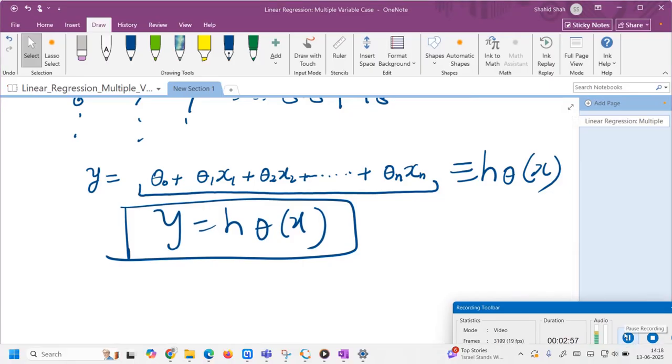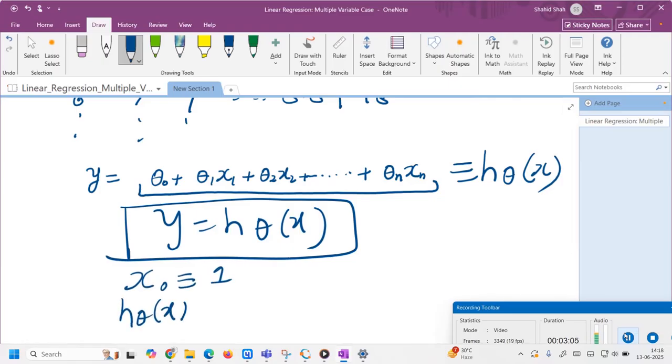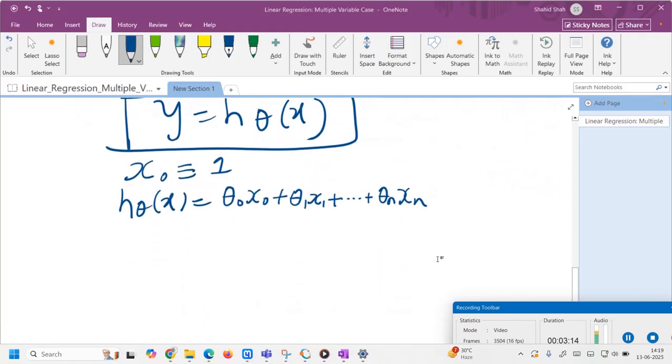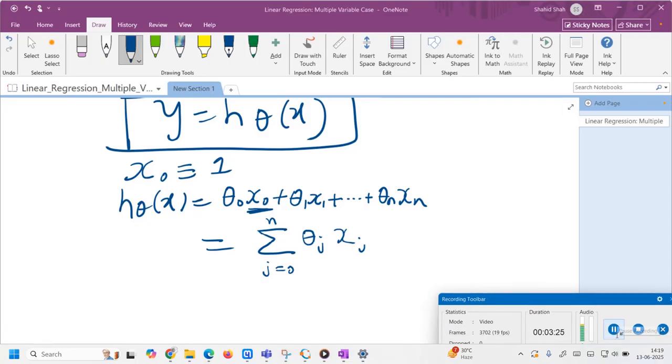Now to make the notation consistent, we define one constant x0 as 1. Then we can write this h theta of x, the hypothesis function, as theta 0 x0 plus theta 1 x1 up to theta n xn. It will make it consistent and uniform, and you will see the benefit of defining this. Here x0 is 1, so basically it is theta 0 itself, but this way it becomes uniform and we can write it as a single summation, theta j xj, summation over j equal to 0 to n. Now what is the benefit?